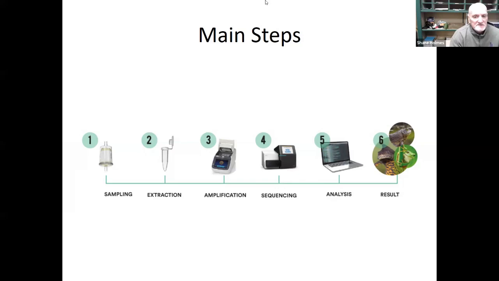The analysis phase involves bioinformatics tools to compare these sequences against databases and interpret the findings. And finally, the results reveal the presence or the absence of species in the environment, offering insights into biodiversity, the health of the ecosystem, or the effects of conservation efforts. Let's look at these a little bit closer.